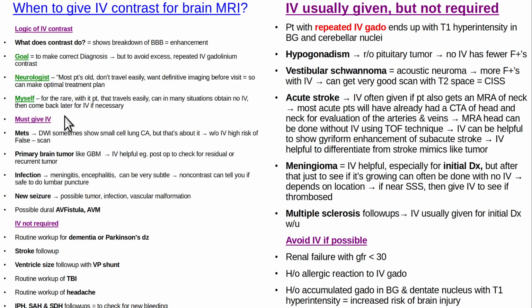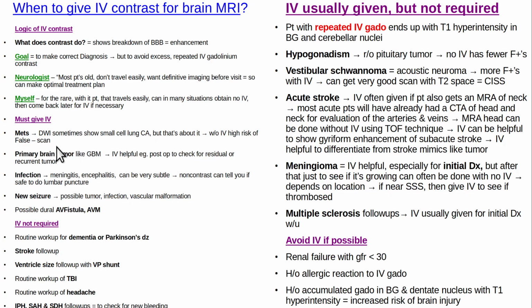Now, when must you give IV? If you're looking for brain metastases, patient's got a known primary malignant tumor, then you need to give IV. Some people say, well, on DWI, diffusion-weighted imaging, you can see small cell lung cancer. Yeah, maybe, but that's about it. You really need IV. Otherwise, you're at high risk to get a false negative scan.